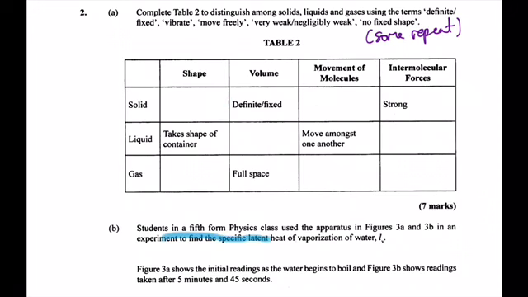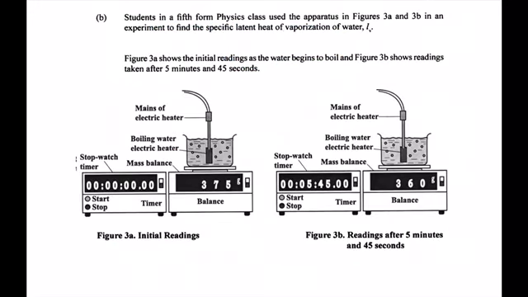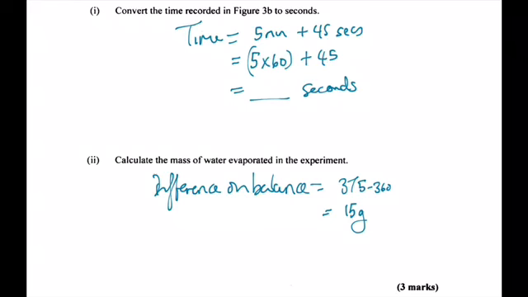So, students in a 5th form class, okay, let's go to the next page. You're doing specific latent heat. On the next page, you have to convert time into seconds, minutes into seconds. So you had 5 minutes 45 seconds. That is our next kind of easy thing, so you work that out for yourself.